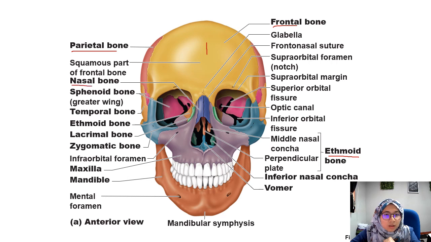Nasal bone, here, the hard part. And then the sphenoid bone, the pink color inside our eyes. The temporal bone also has 2, left and right, located near our ears. The lacrimal bone is at the inner side of our nose. The zygomatic bone is our cheekbone. And then we have the maxilla, which also has 2, left and right. The mandible is our largest and strongest bone at our face.